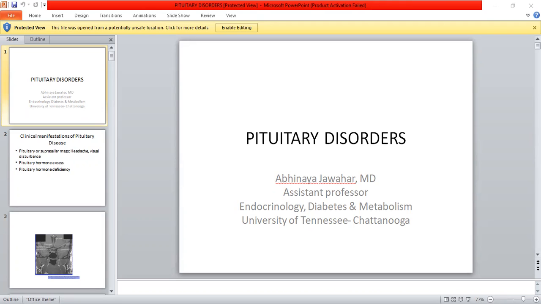Because IGF-1 has a longer half-life and is not pulsatile, it's a better test to do, and it's a better indicator of measurement of hormones to document or diagnose acromegaly.